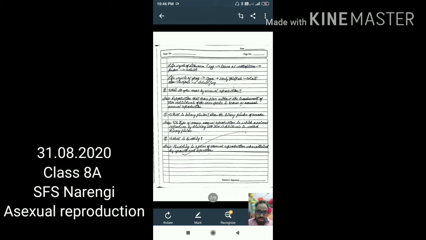What is binary fission? Asexual reproduction takes place through two processes. One is binary fission, which you understand in amoeba, and one is budding, which takes place in hydra. Binary fission is the type of asexual reproduction in which animals reproduce by dividing into two individuals. Fission means splitting, and binary means two. So splitting into two. What is budding? Budding is another form of asexual reproduction characterized by growth and separation. Once it grows, then it separates, and in that way budding happens.